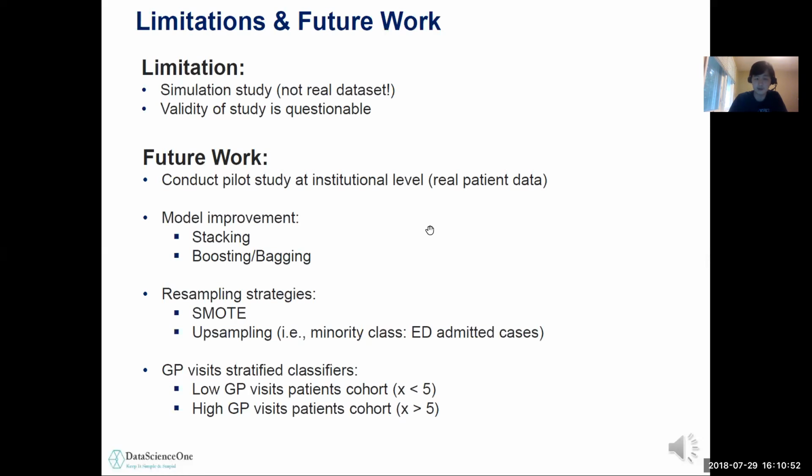And third, exploring the feasibility of different resampling strategies, such as SMOTE upsampling. And finally, in terms of model design, we could end up designing a general practitioner visit stratified classifier. So one for the lower GP visit patient cohort, with fewer than 5 GP visits, and one for the higher GP visit patient cohort, with more than 5 GP visits, as an example.